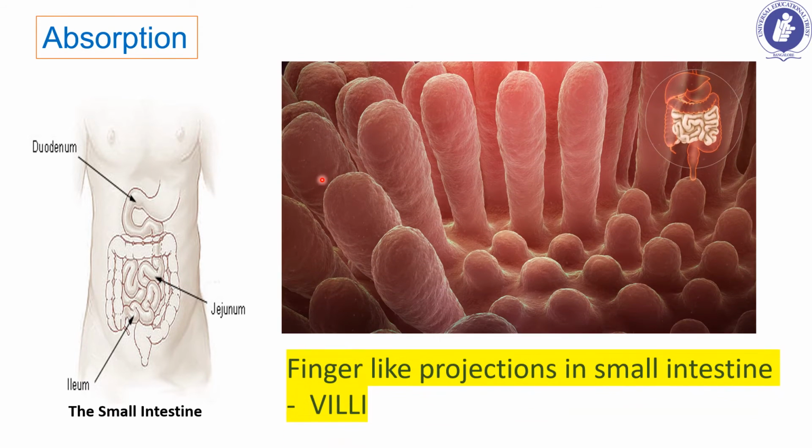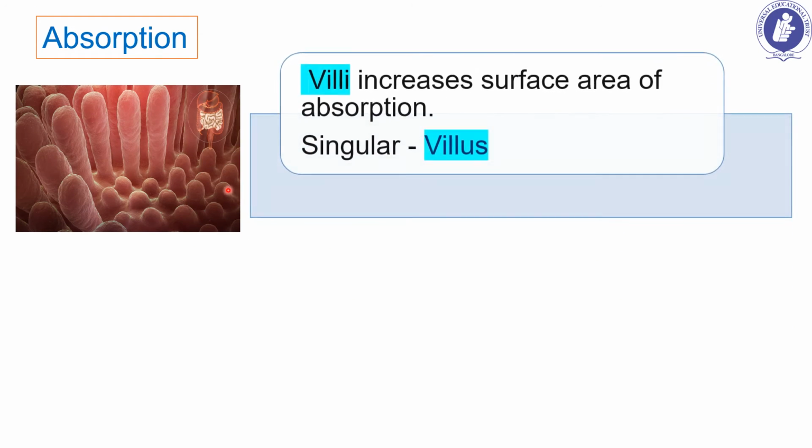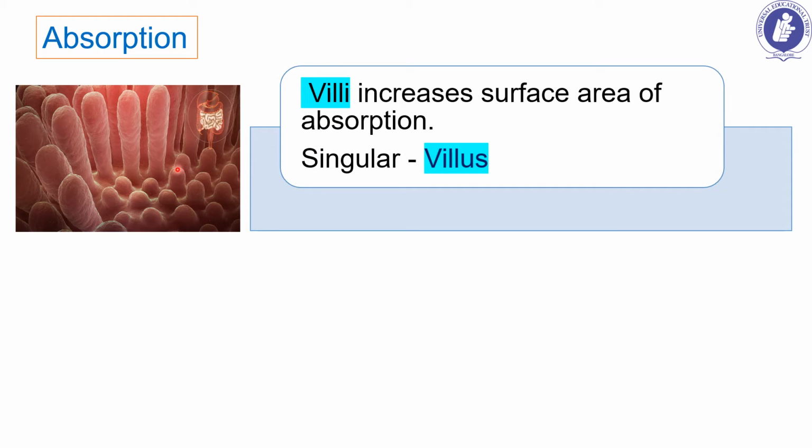Now, how does absorption happen in the small intestine? There are many finger-like projections in the small intestine. They are called villi. These finger-like projections increase the surface area of absorption. Singular, it is called villus. Each of these is called a villus, and in plural together it is called villi.